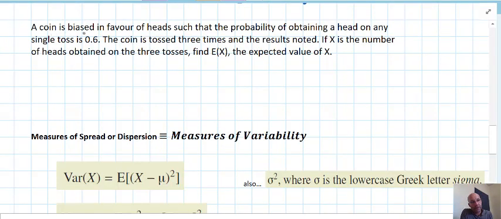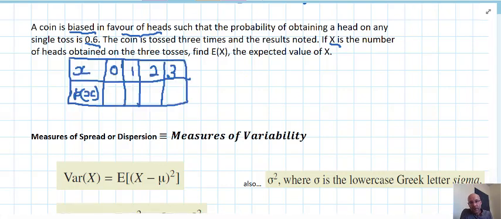A coin is biased, so it's in favor of heads. The probability of attaining a head on any toss is 0.6, not the usual 0.5. The coin is tossed 3 times and the results are noted. If X is the number of heads obtained, so that's our variable of heads obtained, that's what we're measuring, on 3 tosses, find E(X), the expected value of X.